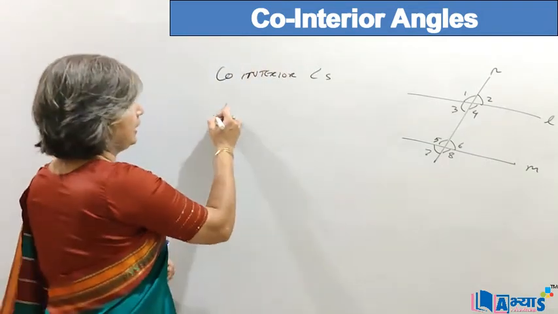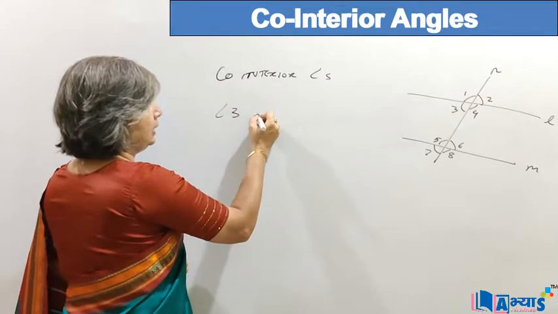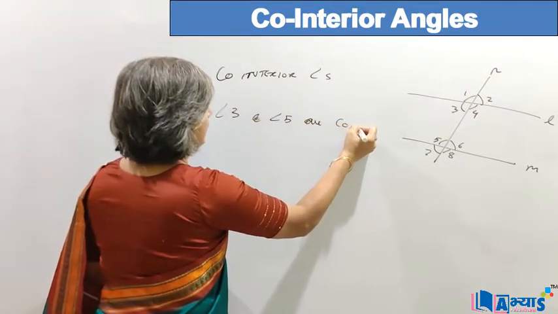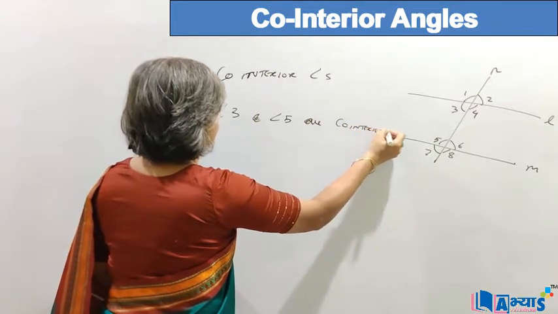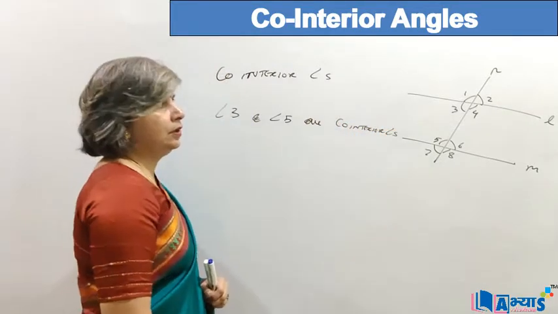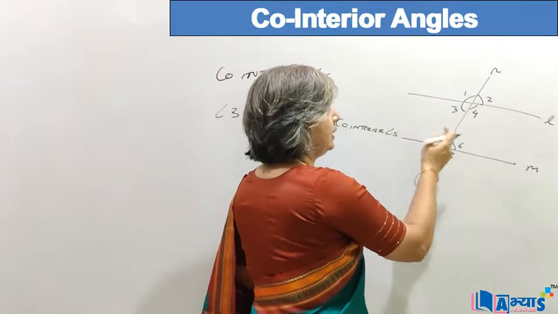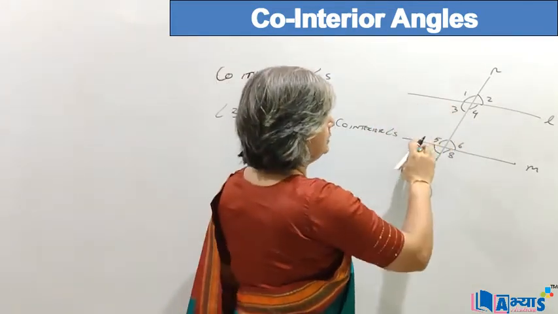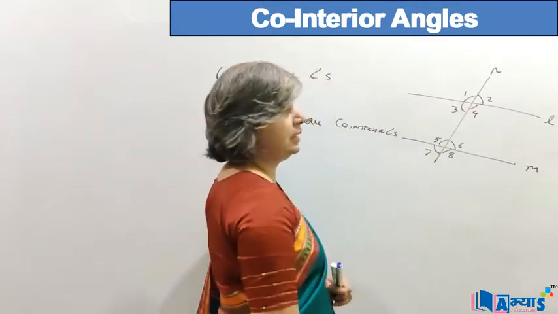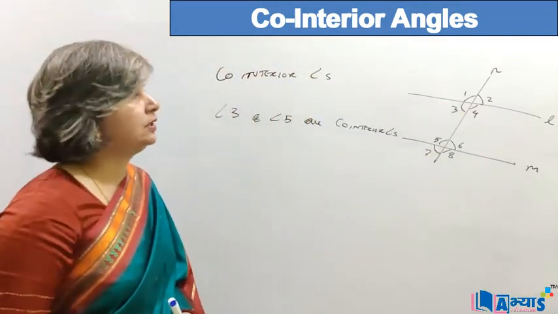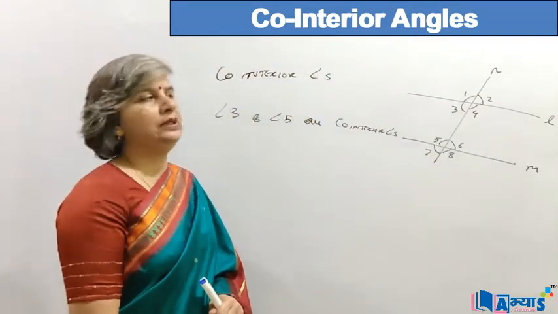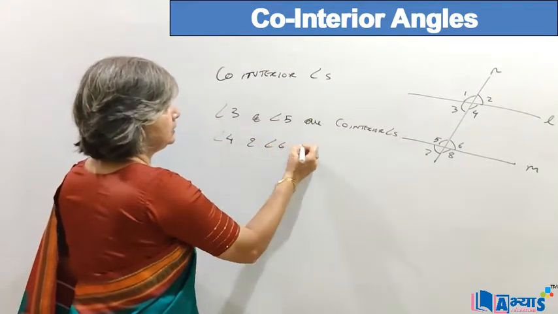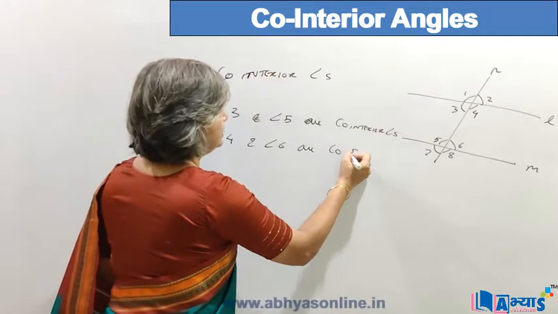From this we can say that angle 3 and angle 5 are co-interior angles. That means angle 3 and angle 5 are on the same side of the transversal and are inside the two lines, so they are interior angles, and as they are on the same side of the transversal they are known as co-interior angles. Similarly, angle 4 and angle 6 are co-interior angles.